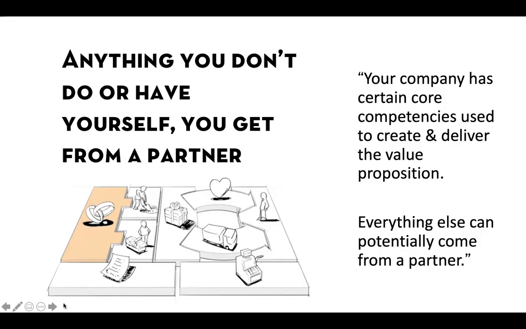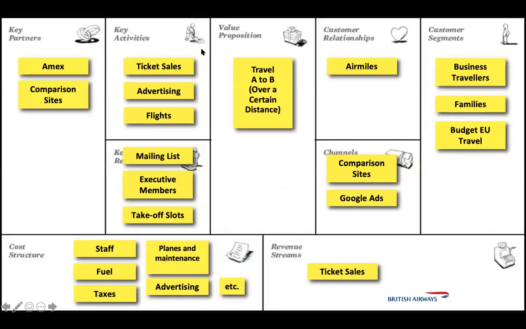Excellent. So let's take an example. So this is a typical business model of an airline company. Any airline company, British Airways in this case, but it could be any of them. So how do we describe a business model for an airline company? So the value proposition, the thing that sits in the middle, is very simple. We offer travel from point A to point B over a certain distance.